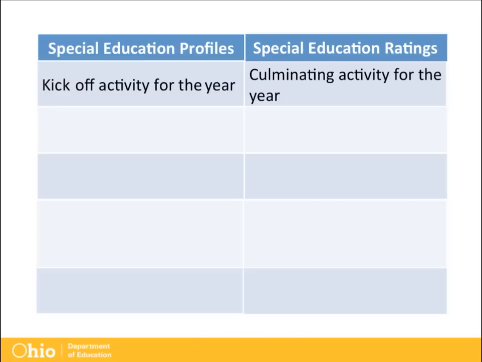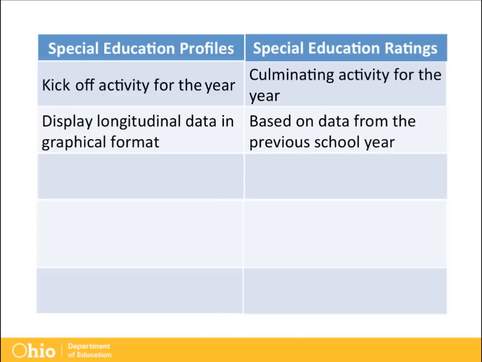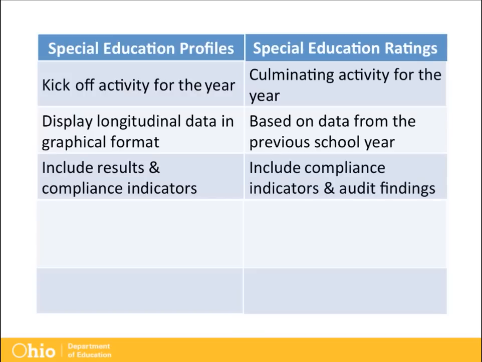While both are web-based reports, special education profiles display the district's data for the last 5 years in table and graph format. Special education ratings display data only for the previous school year, so the 2015 determinations are based on data from 2013-14. Special education profiles include compliance indicators and results indicators. Until 2017, special education ratings will include only compliance indicators. We'll talk more about the change in 2017 next.